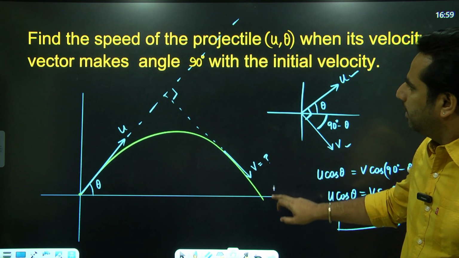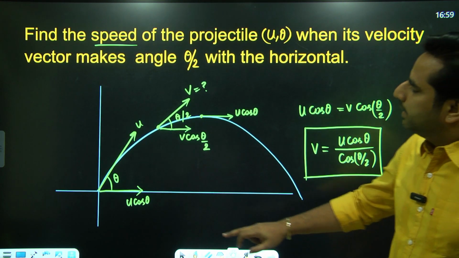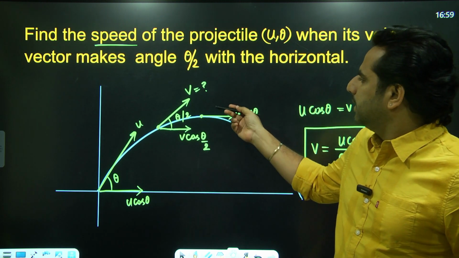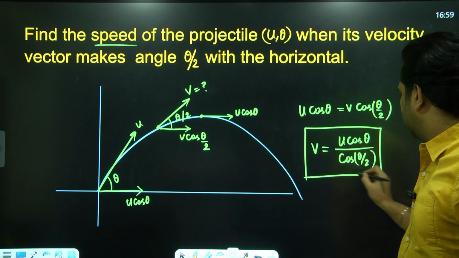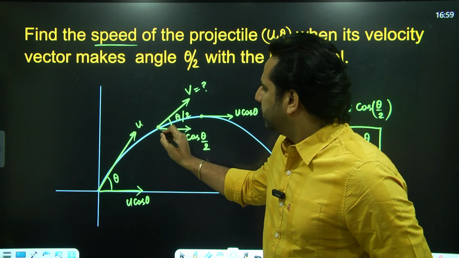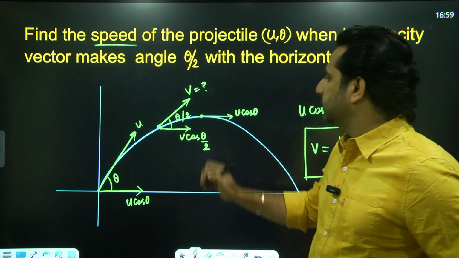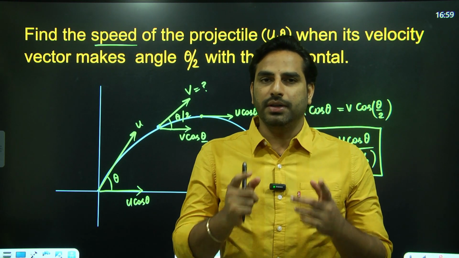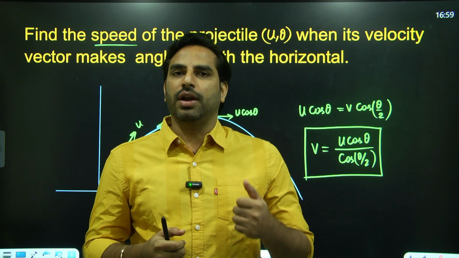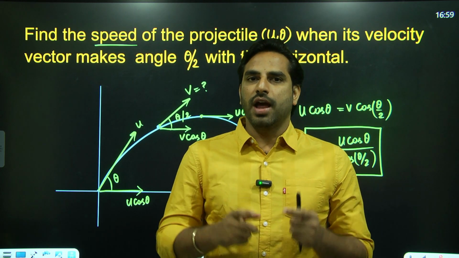Say there is a projectile (u, theta), so consider this case. During its trajectory, it reaches a point where the velocity vector makes angle theta by 2 with the horizontal. We found the speed there. Now the question is, find the radius of curvature of the projectile at this point where the velocity vector makes angle theta by 2 with the horizontal. I repeat the question, find the radius of curvature of the projectile at that point where the velocity vector makes angle theta by 2 with the horizontal. So try this question.